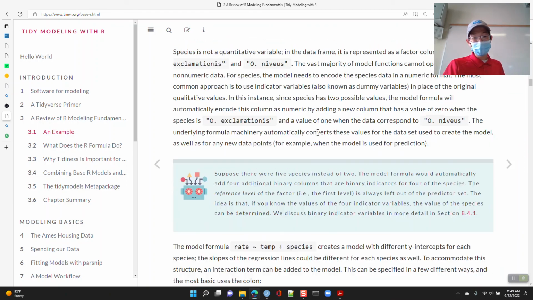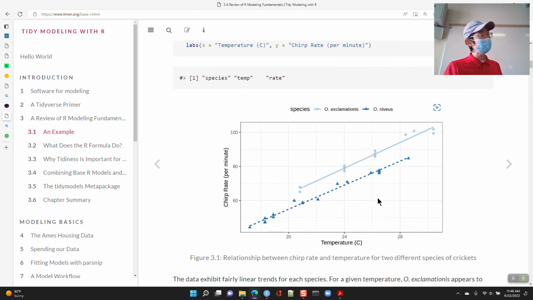The interaction, so here's your graph. Is there an interaction between temperature and species? What are we looking for when we're looking for interactions? We're looking for lines that aren't parallel, right? So here we see, for whatever species this is, exclamationis, one species of cricket, this is the slope that it gets. Here's the other species of cricket, Niveus. I don't know what that is. I don't know anything about crickets. I mean, I know what they look like.